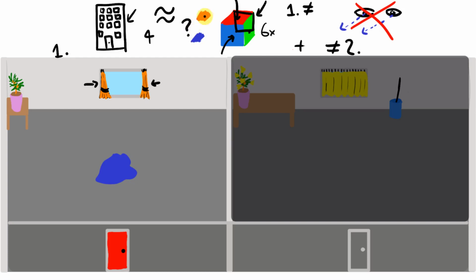What color are the curtains in the first picture? They're orange. The curtains in the first picture are orange. In the second picture, they're yellow. That's the first difference between the two pictures.